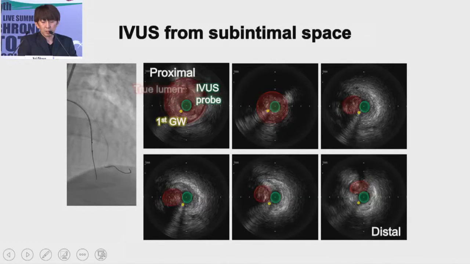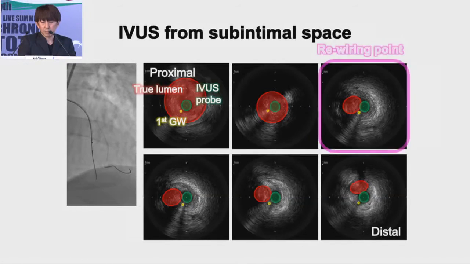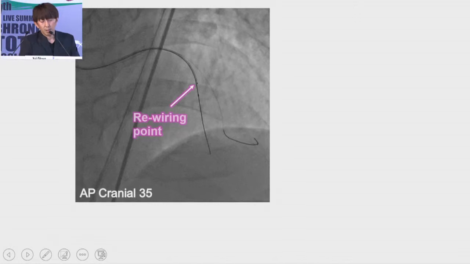The IVUS probe is a green circle, the true lumen is a red circle. So the rewiring point is here. In the angiogram, I confirmed this point as a rewiring point.